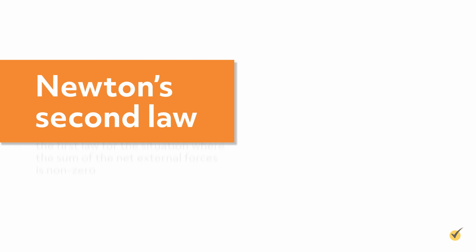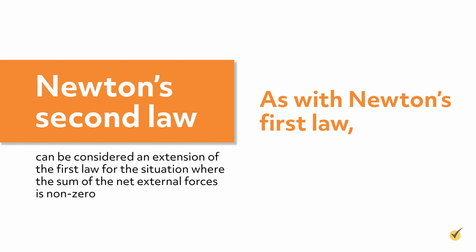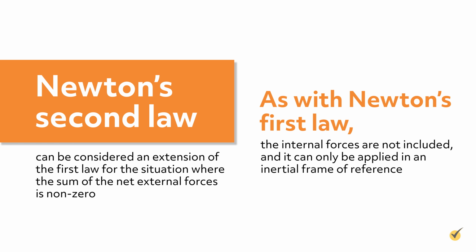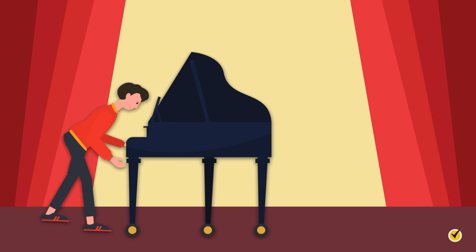Newton's second law can be considered an extension of the first law for the situation where the sum of the net external forces is non-zero. As with Newton's first law, the internal forces are not included, and it can only be applied in an inertial frame of reference. Let's take a look at both a one-dimensional and a two-dimensional example to illustrate some applications of Newton's second law. Let's say you have someone pushing a piano across a stage.